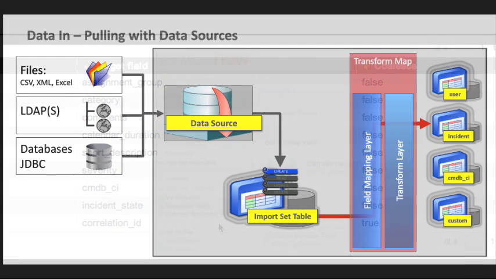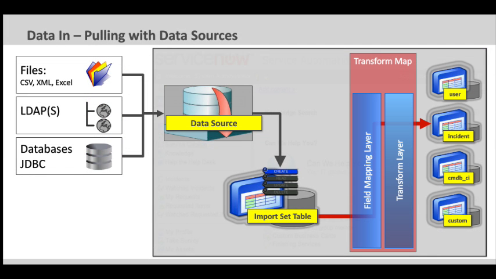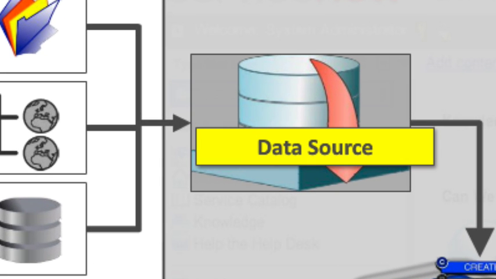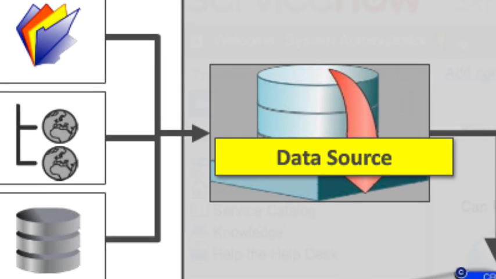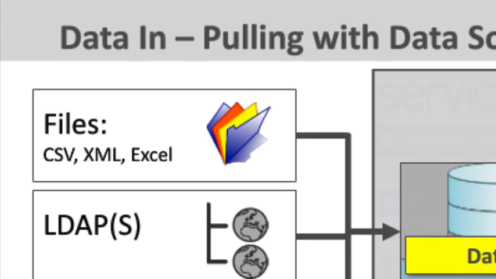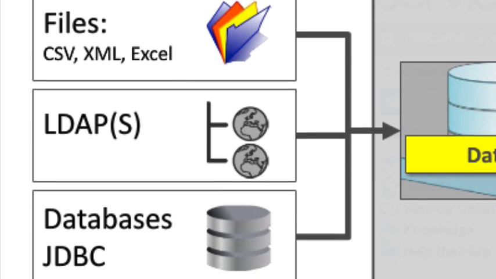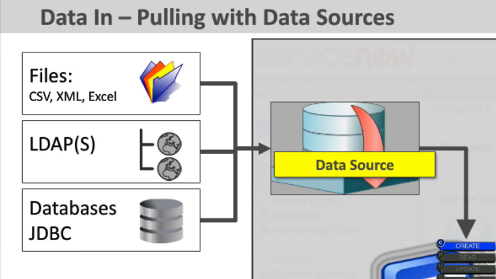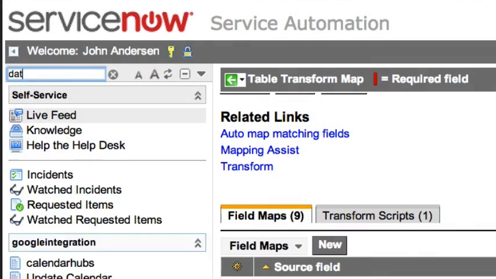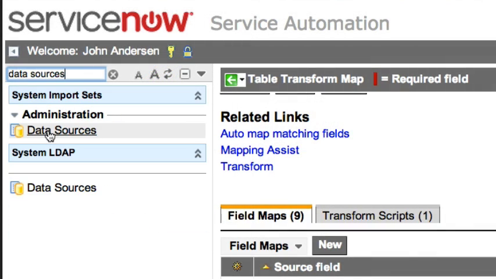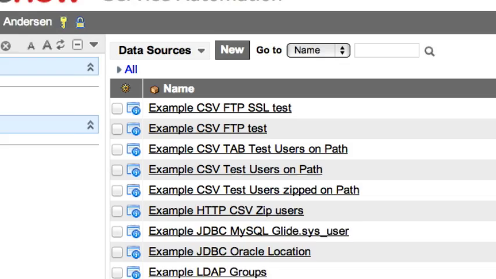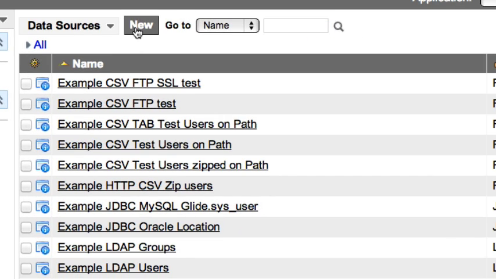Another way to get data into ServiceNow is by using a pulling mechanism within the product. Within ServiceNow, you can create records of connectivity called data sources. These data sources can be configured to consume files, LDAP sources, or even database tables. Simply navigate to the Data Sources module inside of the ServiceNow instance. To create a new record, you can click on the New button within the list.